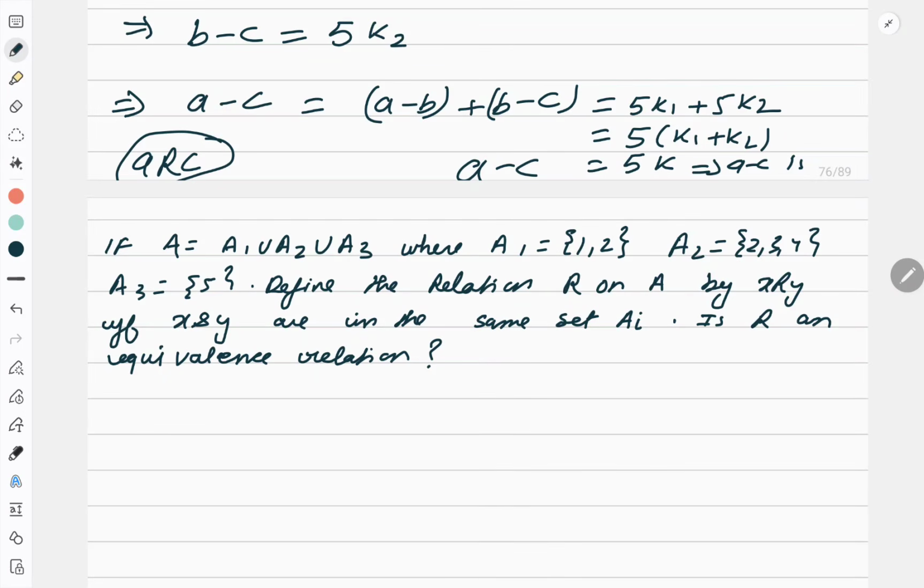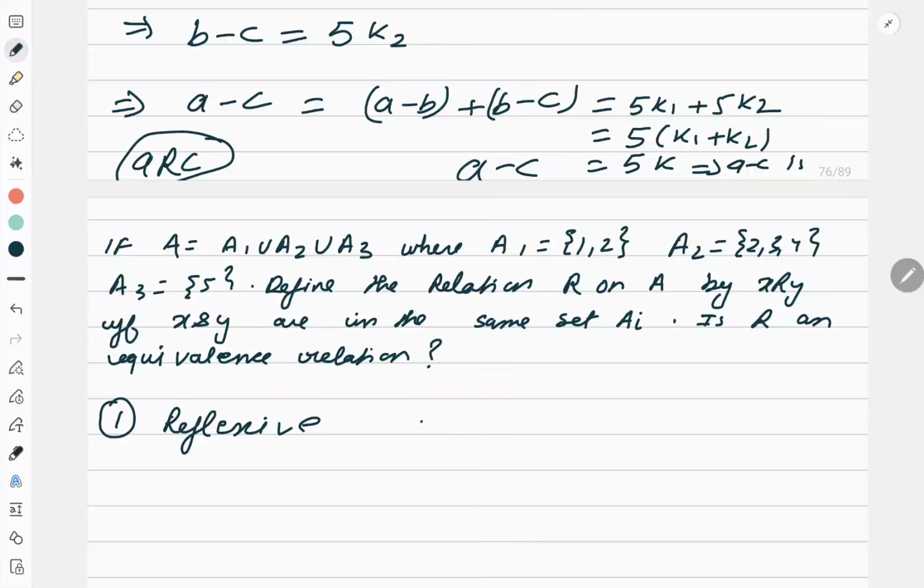Okay. Now A is the union of A1, A2, A3. A1 is defined, A2 is defined, A3 is defined. Now define a relation R on A by x is R related to y if x and y are in the same set Ai. Okay. It means any ordered pair will belong to R only if both the elements belong to the same set, either A1 or A2 or A3. I need to check whether it is an equivalence relation or not. Let me start. Equivalence relation means I should start with reflexive.